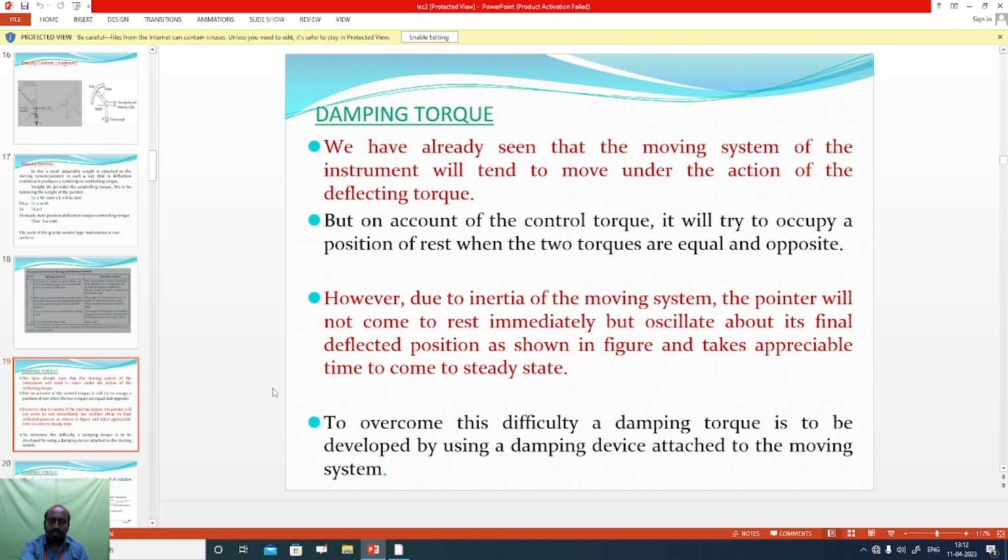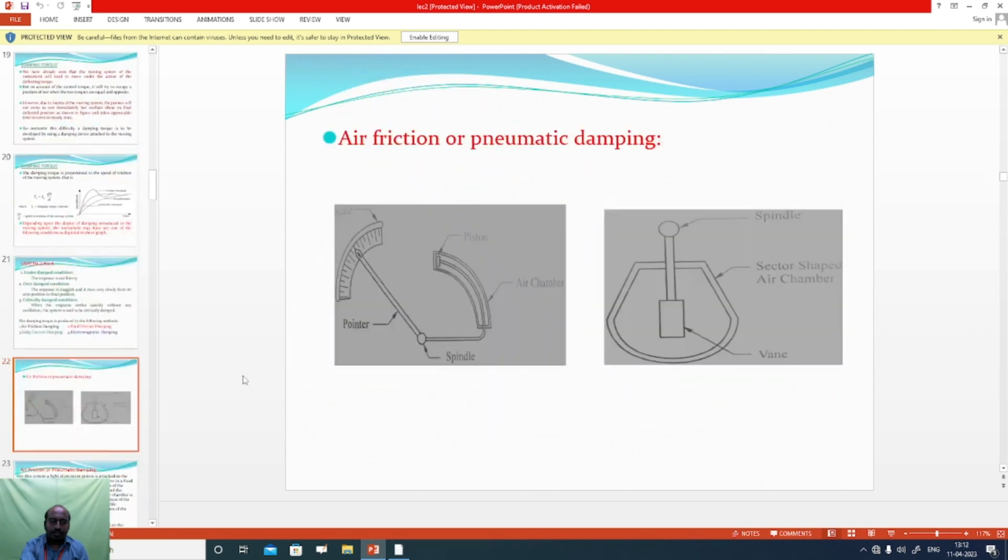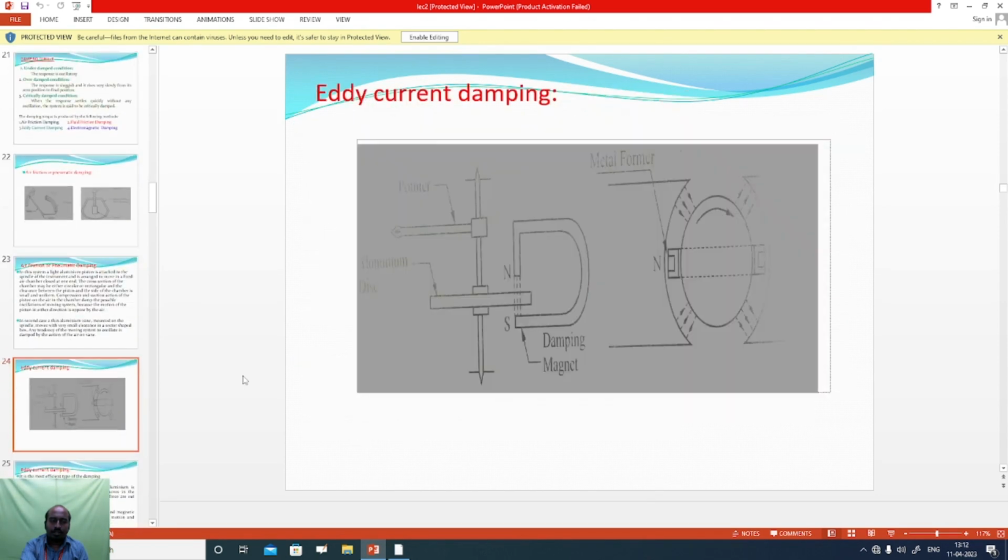Then finally we have seen the damping torque. Here the damping torque is produced by any one method, air friction or pneumatic damping. The air friction is produced by connecting the pointer to the air chamber. In the eddy current damping, a spindle is connected to the aluminum disc which moves over the damping magnet. Eddy current damping is one of the most important damping methods. It moves around the magnetic field.